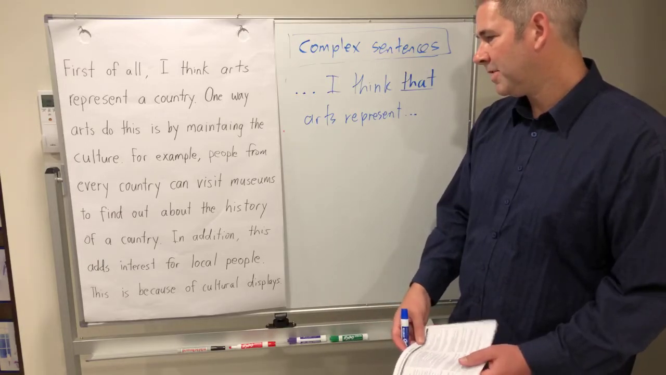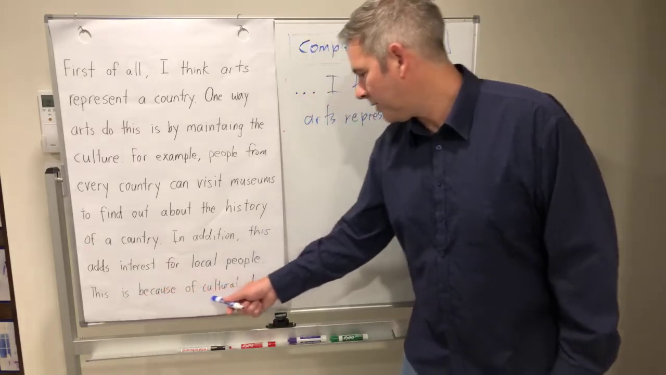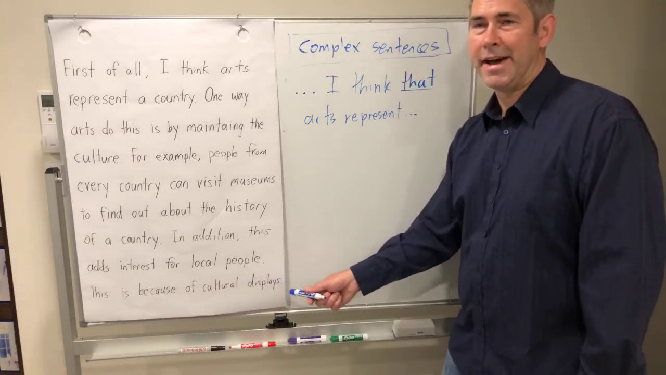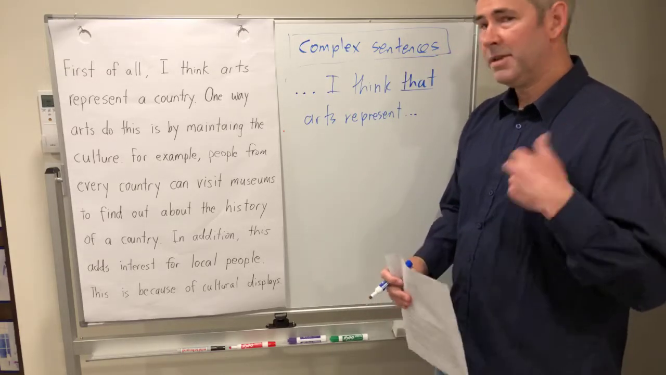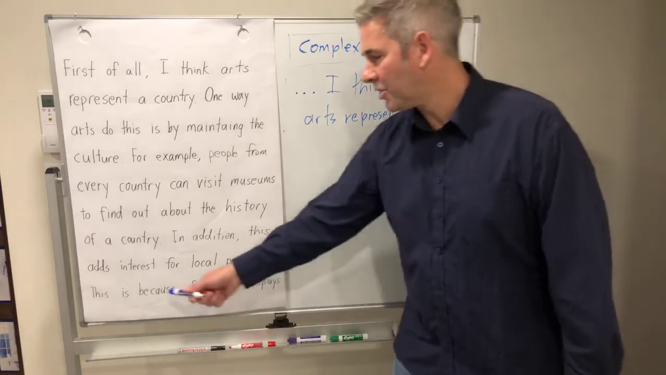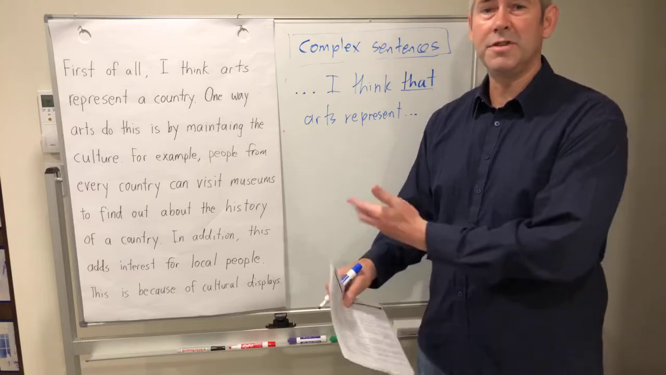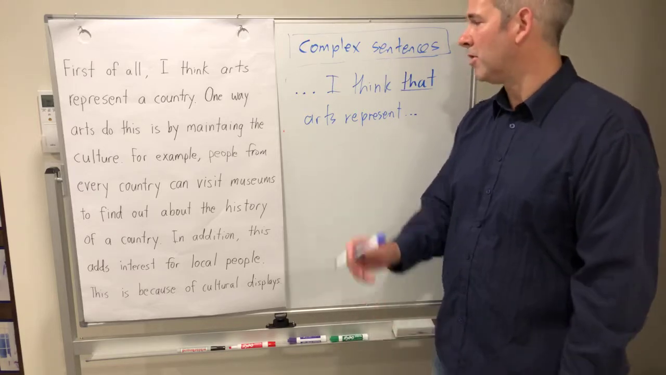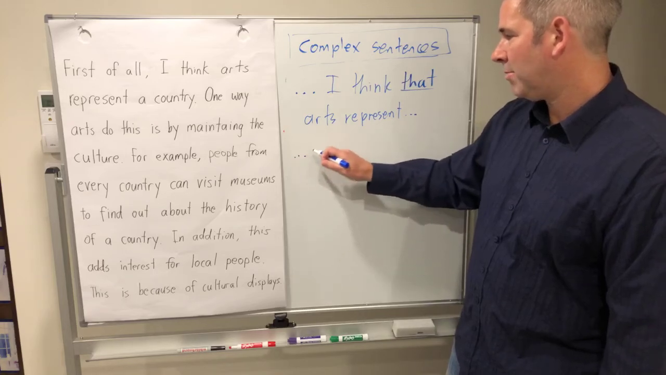In addition, this adds interest for local people. This is because of cultural displays. Now, this is something you should definitely avoid. This could have been a complex sentence, but by creating two sentences, the students actually missed the opportunity to make a complex sentence. So, again, I'm just going to put up part of the sentence.